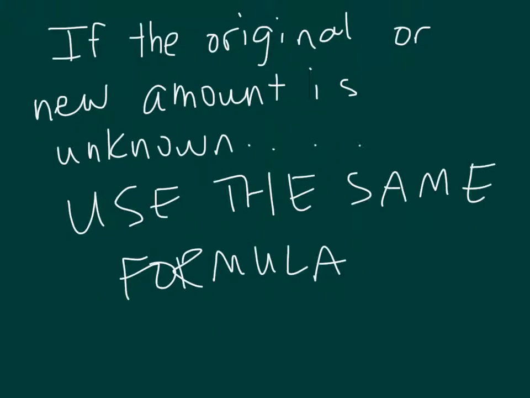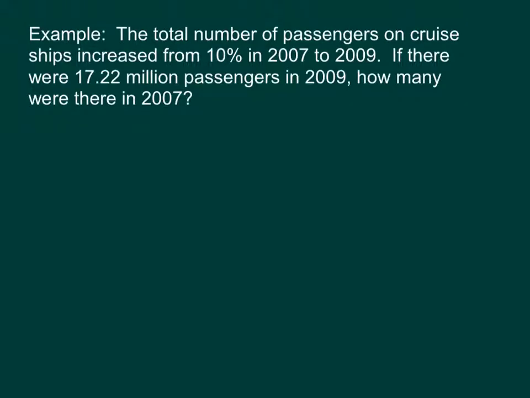If the original or new amount is what's missing, if that's the unknown, we know the percent but we don't know one of the original or the new amounts, use the same formula, plug it in and solve. Let's look at an example of that. The total number of passengers on the cruise ships increased 10% from 2007 to 2009. If there were 17.22 million passengers in 2009, how many were there in 2007? So 2007 is my original amount, that's what I don't know, and 2009 is my new amount.